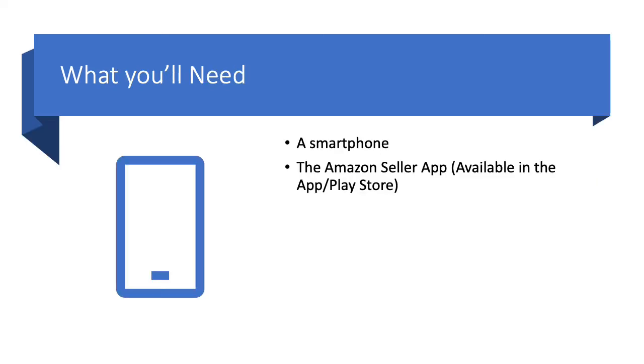So what you'll need in order to do retail arbitrage is a smartphone, which I think pretty much everyone has today, with a data plan, of course, because most stores don't have Wi-Fi. Some do, and it's spotty at best. And there's an app available on the Apple App Store and the Google Play Store called the Amazon Seller app.